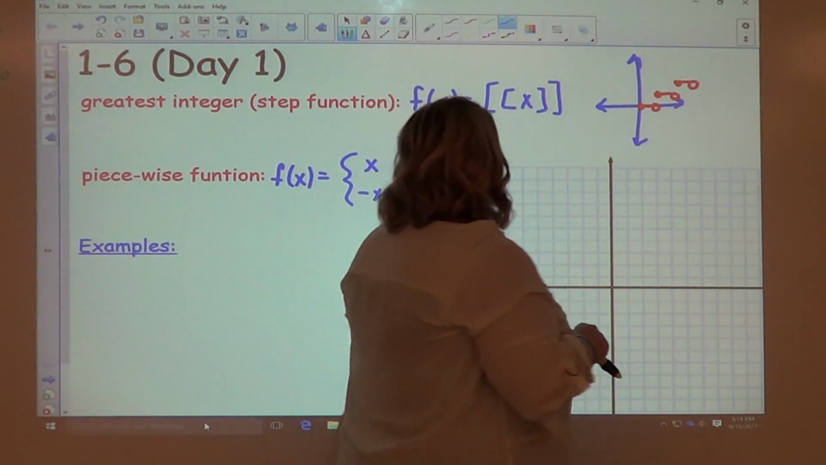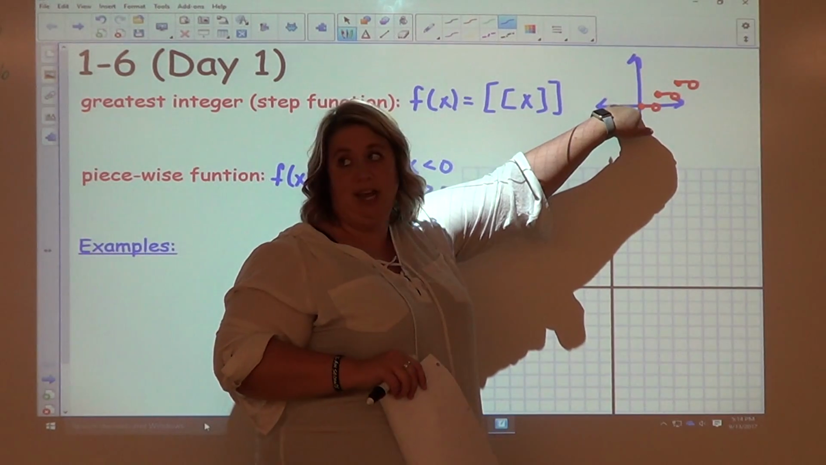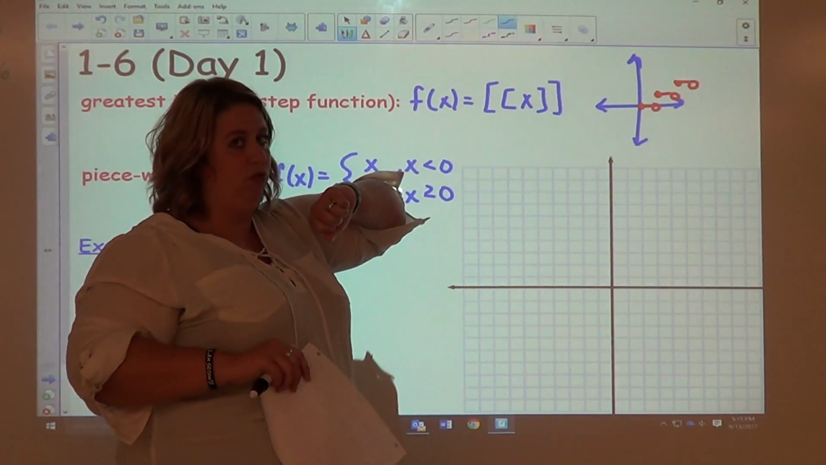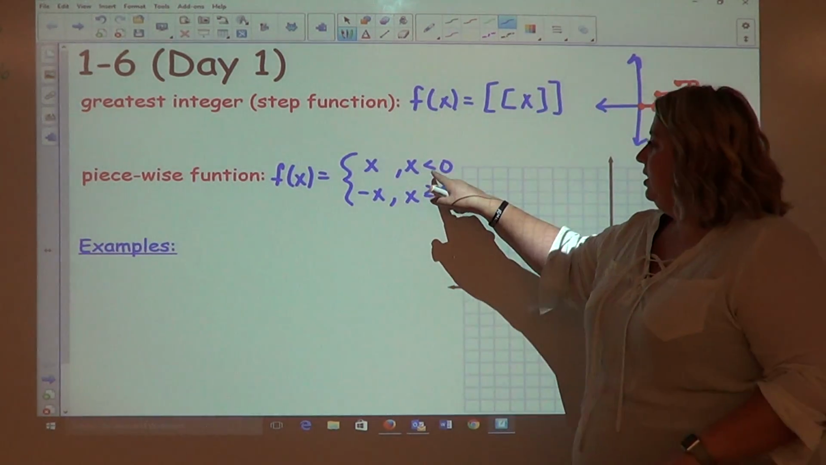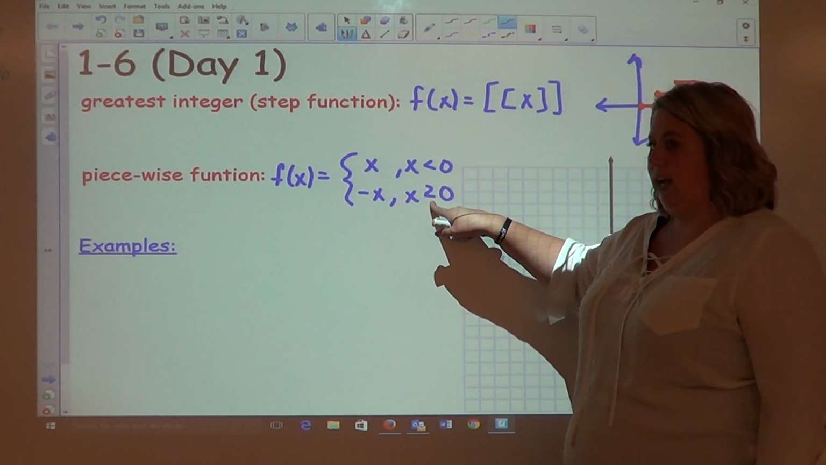Okay? So a couple things I want to point out. The step function, the left-hand side is always your closed circle. The right-hand side is your open circle. The other thing is on your pieces, pay attention. No equal to sign has an open circle, equal to sign has a closed circle.